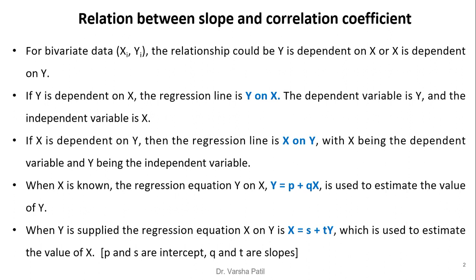When x is known, the regression equation y on x is y equals p plus qx, where p is the intercept and q is the slope, and it is used to estimate the value of y. When y is applied to the regression equation x on y, x is equal to s plus ty, which is used to estimate the value of x. Here in these two equations, p, s, q, t are the parameters, in which p and s are the intercepts while q and t are the slopes.